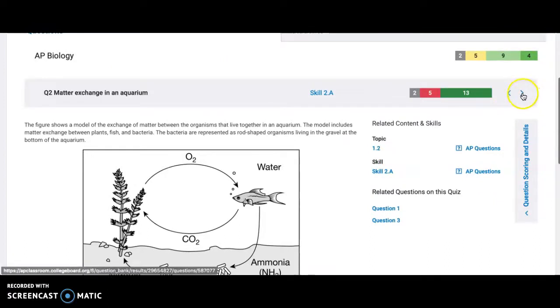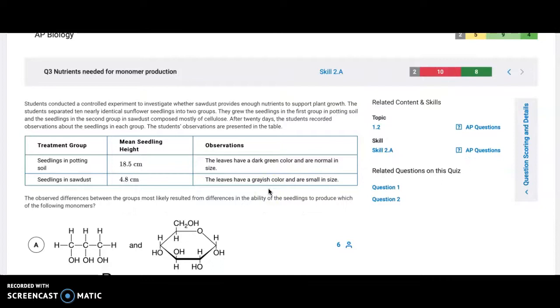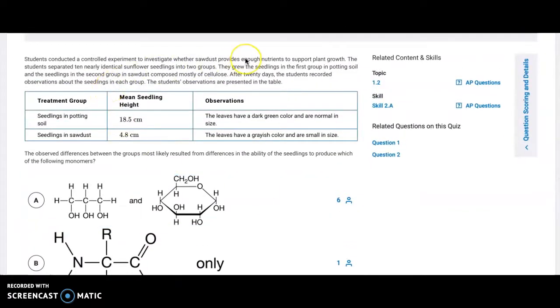The next and last question. This one is a tough question, and a lot of you didn't get this one right, or more of you got this one incorrect. You have to read about plants grown in sawdust, and you have to look and see that there's a difference in height. The plants are more grayish, they're smaller, and so you're wanting to consider why. This comes back to the idea of where carbon and hydrogen come from versus other nutrients. For a plant, carbon and hydrogen come from the air.